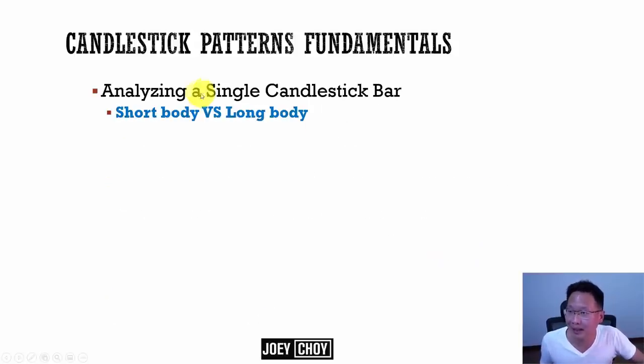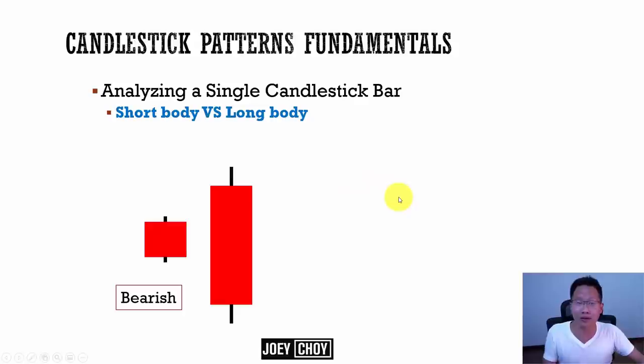Next one, analyzing a single candlestick bar. So what happens is now we want to look at a single candlestick bar before we look at a few days together. All right, so let's take a look at a single candlestick bar. Just now we covered a red bar. Red one is definitely more bearish, right? So there is this bar on the left here, and there's this bar on the right. So there's a short body and a long body, right? So what is the difference, guys? Which do you think is more bearish?